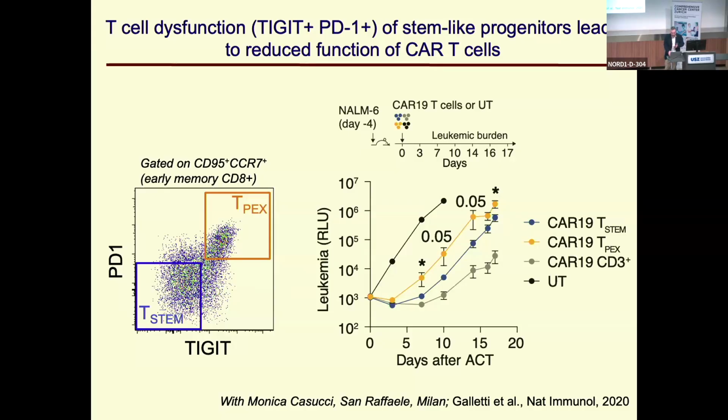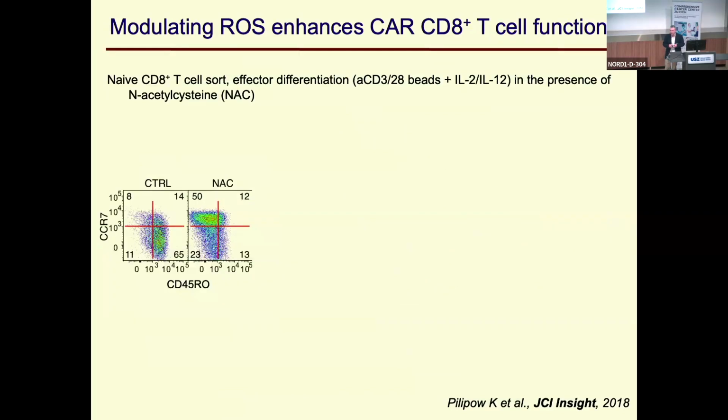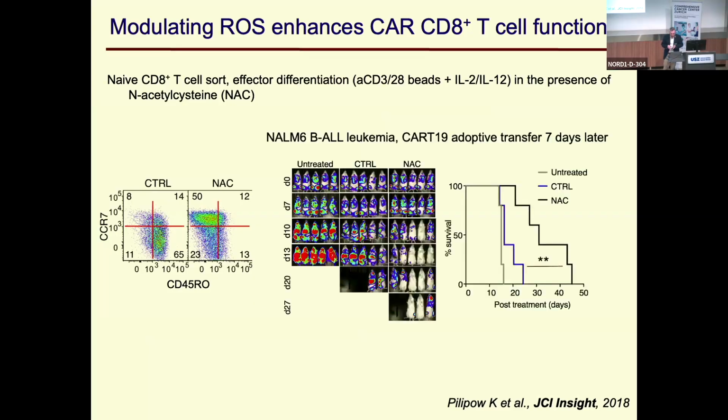One of the systems is something I mentioned before. If you use N-acetylcysteine, an antioxidant, you uncouple differentiation from proliferation. So the naive cells are activated, they proliferate, but they don't differentiate that much, as you can see here from this CD45RA CCR7 analysis. And again, once transduced with a chimeric antigen receptor in the classical NALM6 leukemia model, they do better.